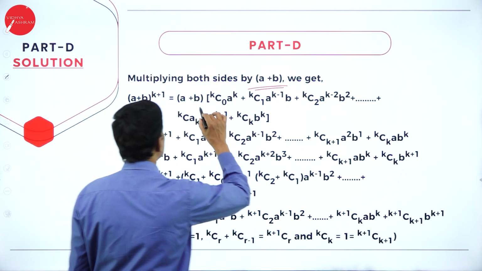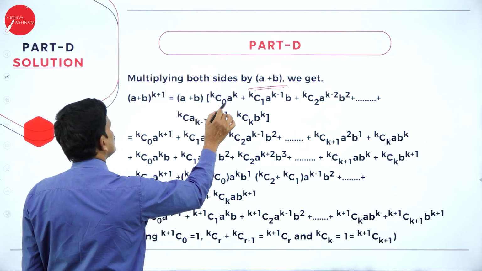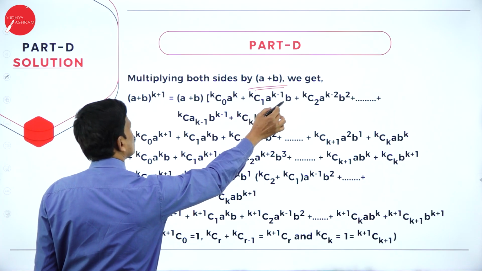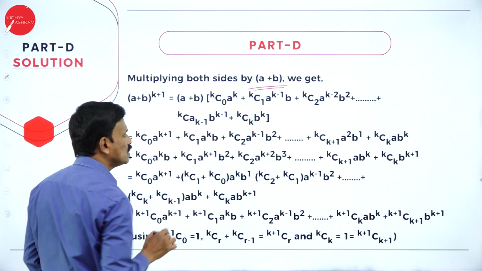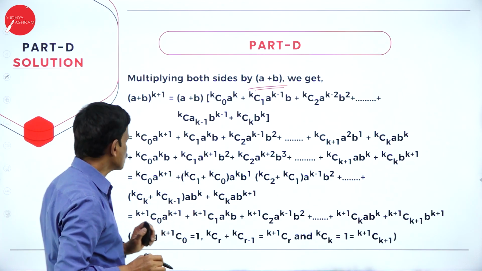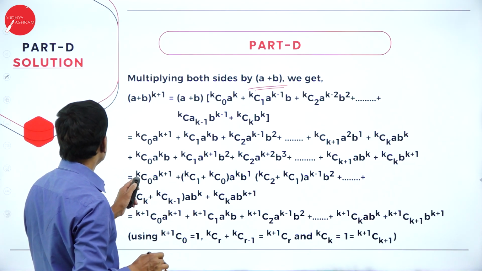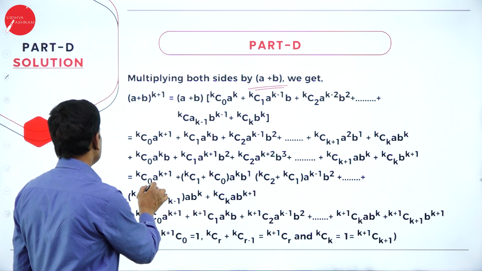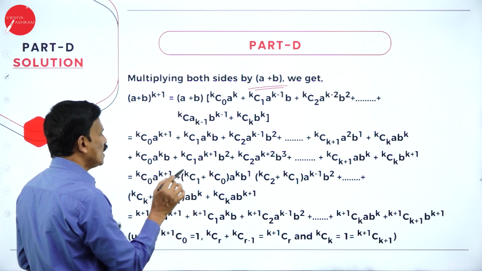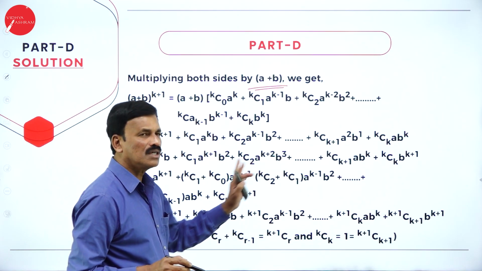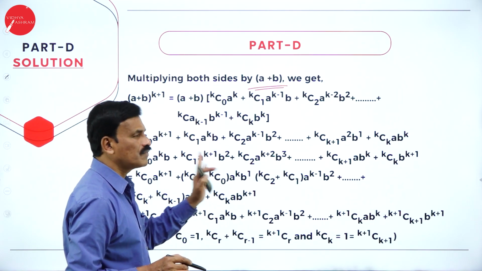So similarly, if we multiply with b, we get kc0 a to the power of k into b, kc1 a to the power of k minus 1 into b square, and so on like that. Then this can also be written as, if you simplify, kc0 a to the power of k plus 1, and group the terms which contain the coefficients of b, b square, etc., up to b to the power of k plus 1.